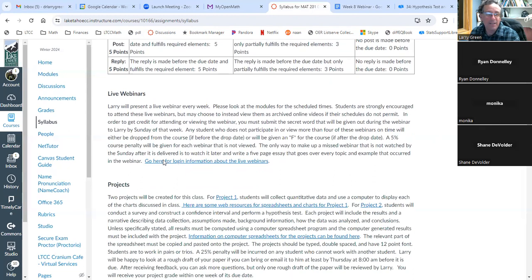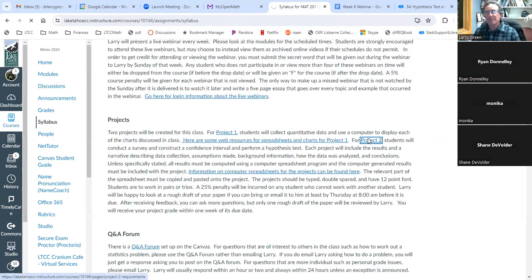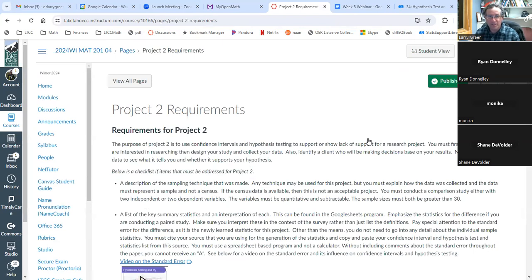And let me go and click on project two. If I remember right, we didn't go through all these details last time. Okay, so project two is to use confidence intervals and hypothesis testing. Okay, it's all about those two things, to support or show lack of support for a research project. So project one, all you are doing is looking at a sample mean and sample standard deviation, a bunch of charts. Here you're going to be doing confidence intervals and hypothesis tests. That needs to be the focus.